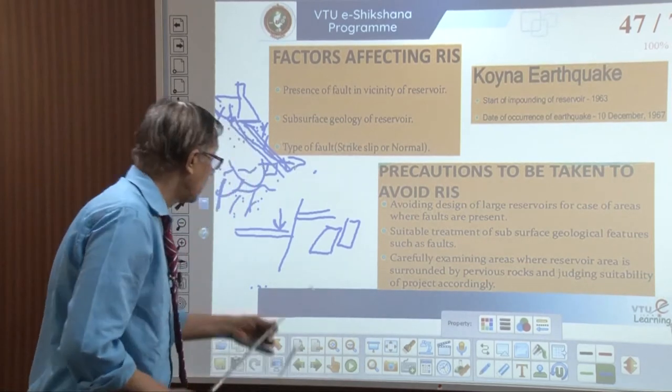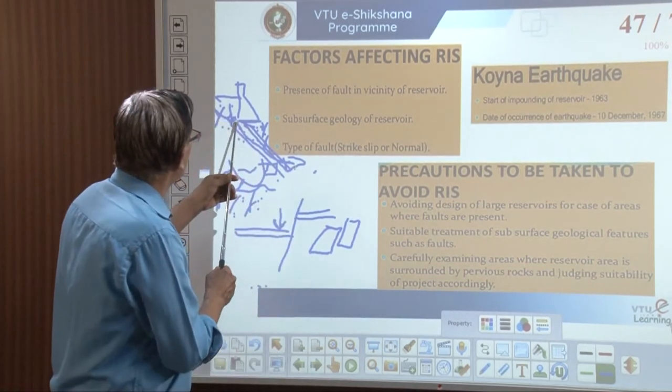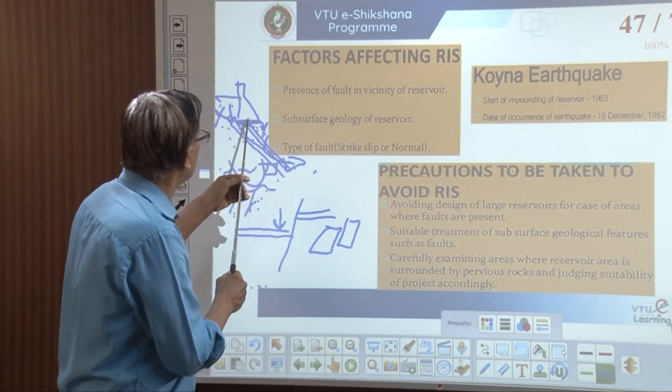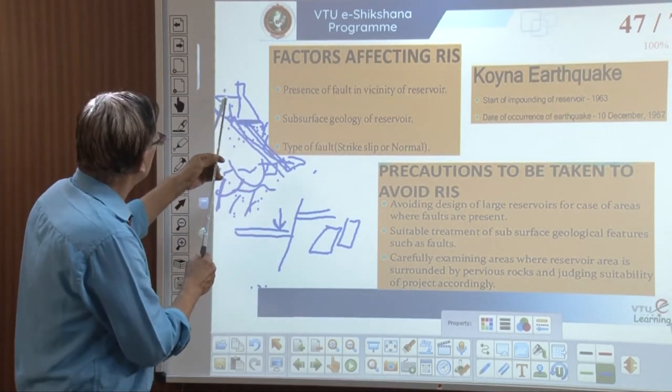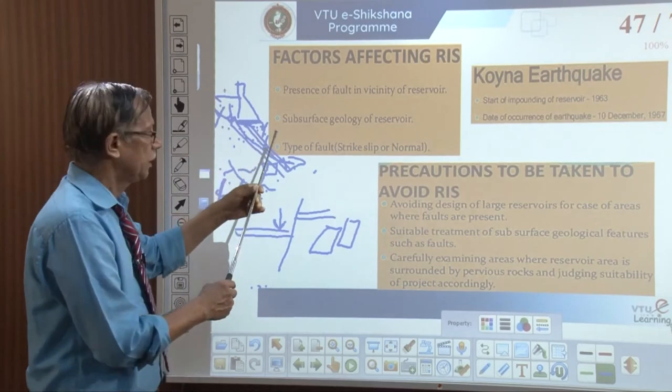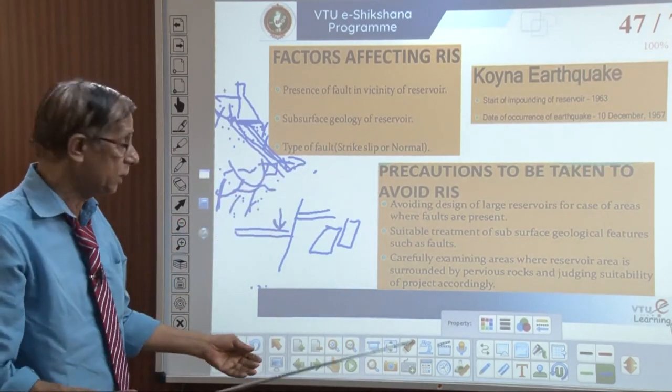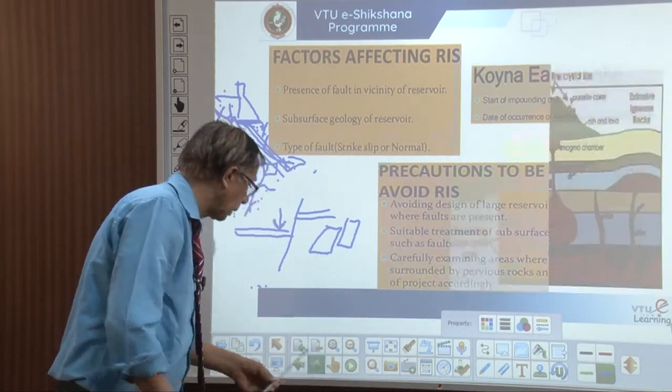Although the construction of a dam is in a small area, the effect of this dam and the reservoir is very large. Therefore, a large area has to be thoroughly checked, mapped and studied.